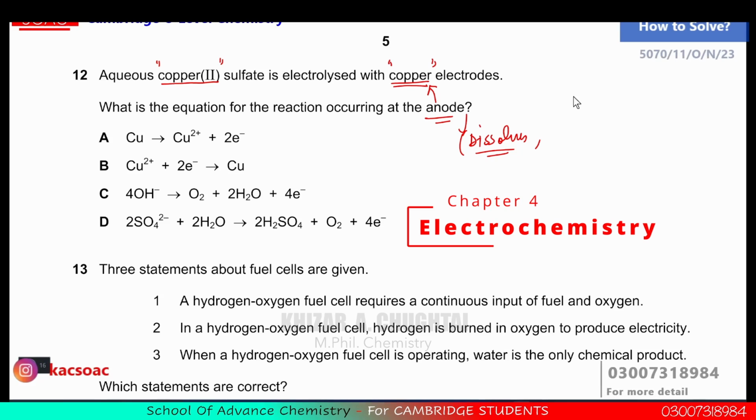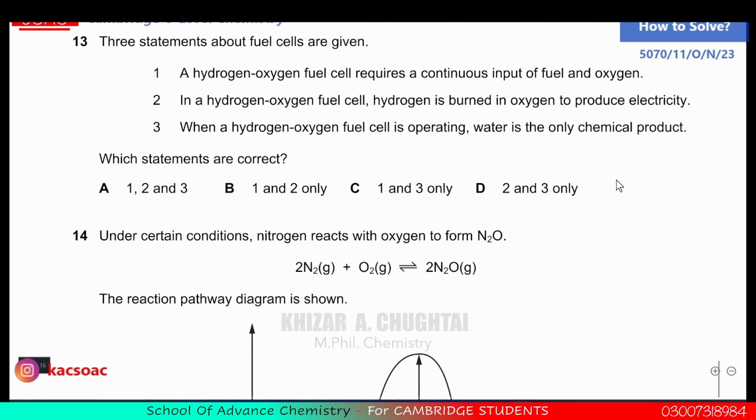So at the anode, what will be the equation? Copper solid will dissolve to make Cu2+ ions plus 2 moles of electrons. So A is definitely the correct option, confirmed.